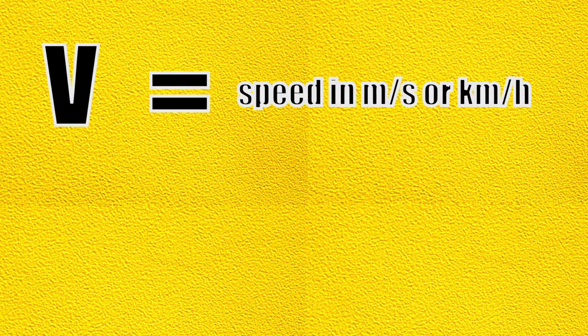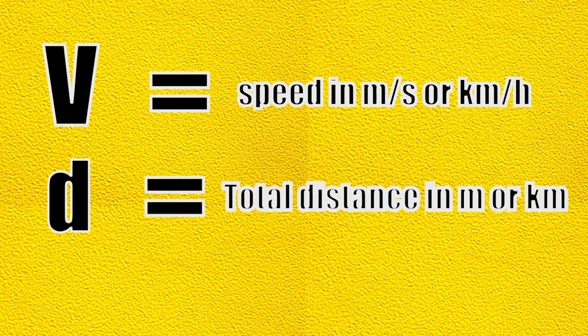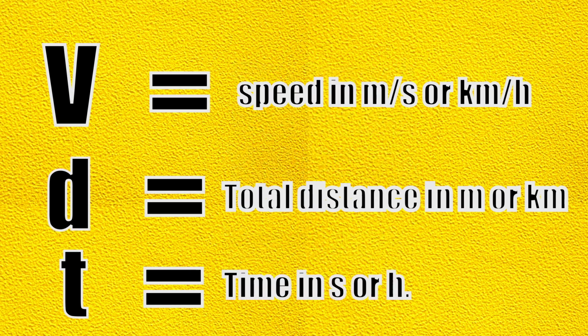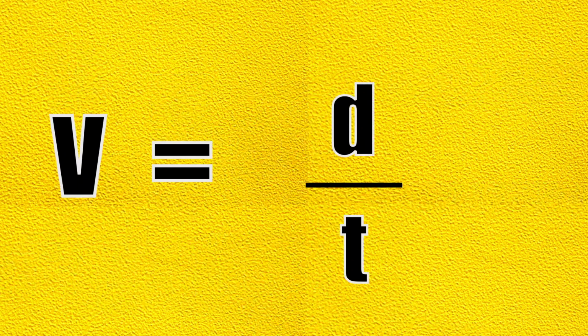So let's break down this formula. The first variable we're dealing with is v, for velocity or speed, and we are going to use the units meters per second or kilometers per hour for that. The next variable is d, and that's going to be our distance, particularly our total distance in meters or kilometers. The next variable is going to be t for time, and that's going to be in seconds or hours depending on the question. And these all make up the formula v equals d over t, and that is the main formula we're going to be using for this unit.